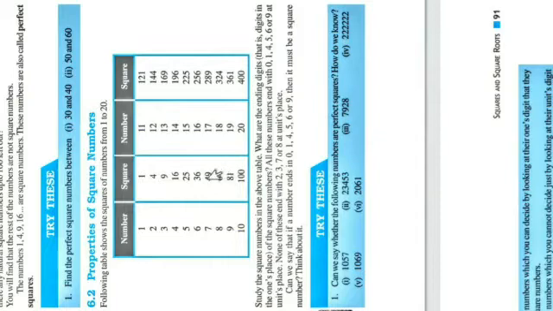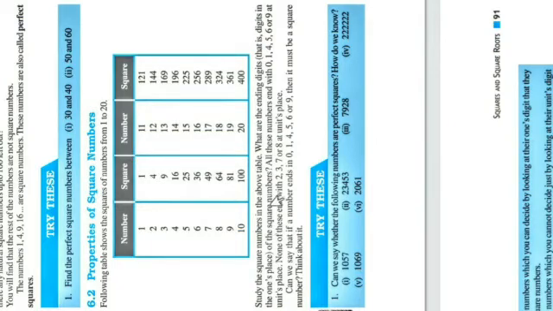Now, properties of square numbers. The following table shows the squares of numbers from 1 to 20. So this also you will have to list out. If the same number is multiplied 2 times, we will get this answer. 1 into 1 is 1, 2 into 2 is 4, 3 into 3 is 9. Like that, up to 20 they have given.